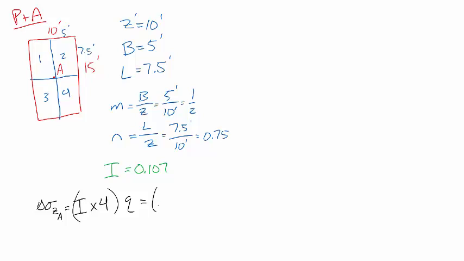So this is 0.107 times 4 times, now the stress is P over A, so that's 450,000 pounds, divided by the area, 15 feet by 10 feet, which turns out to be 3,000 pounds per square feet.